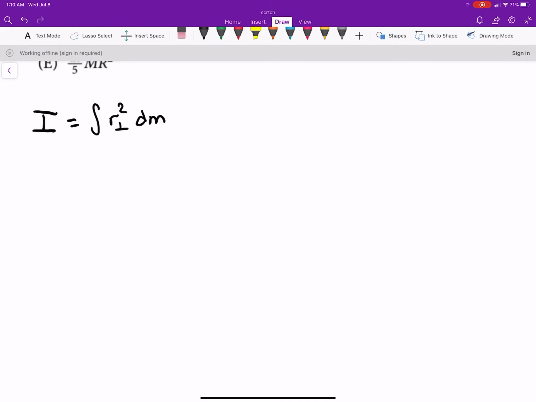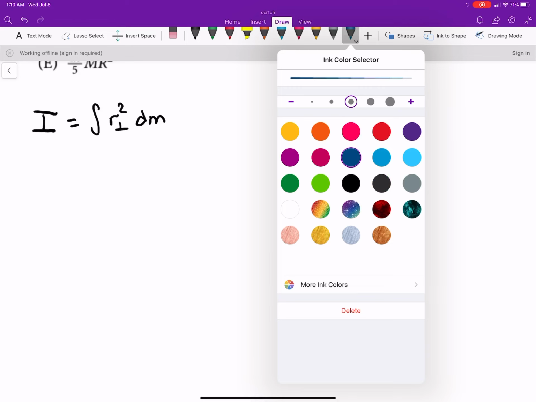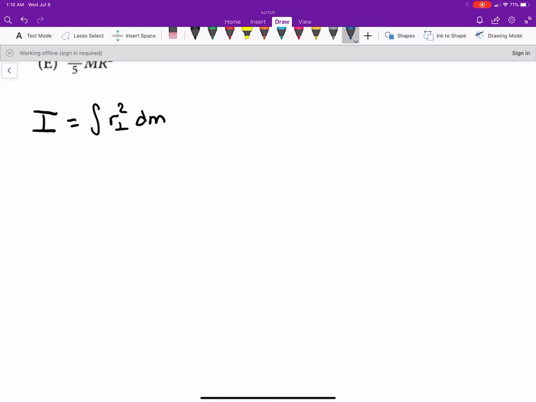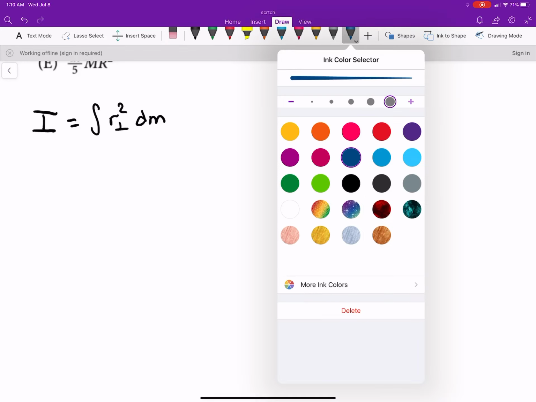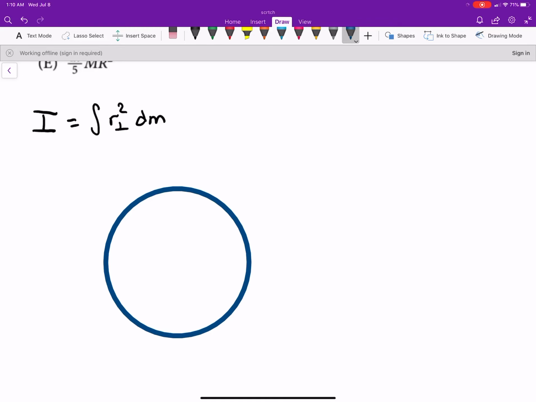We'll do blue, I suppose. Do we have a dark blue? We do. Let's do that. I like having options. Let's make this a little bigger so we can see it. A sphere, or circle, I suppose. You can just kind of imagine that this is three-dimensional. I know it's not, but regardless, I think it will work for now.